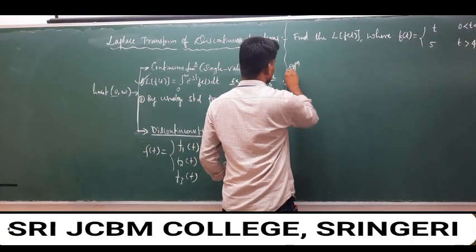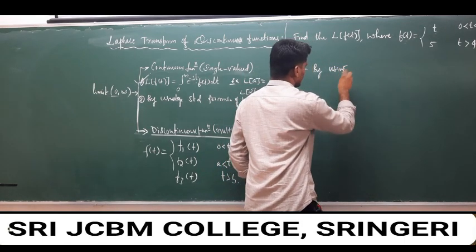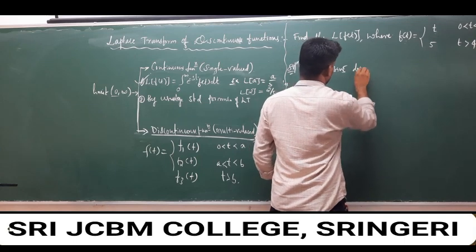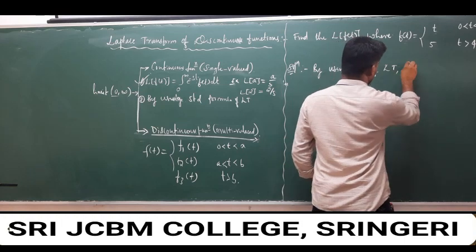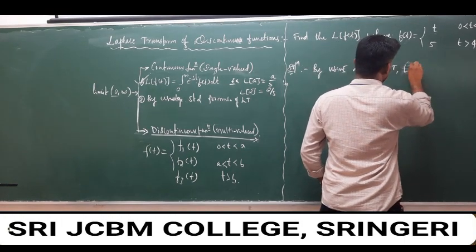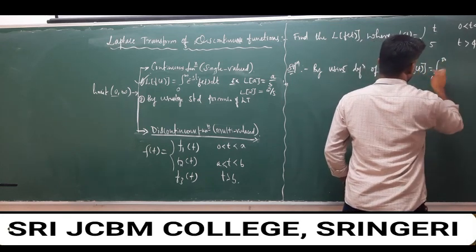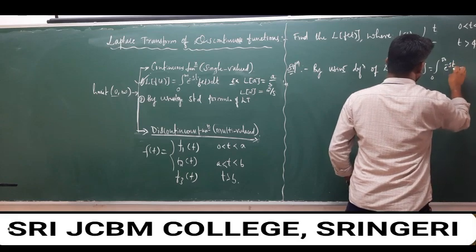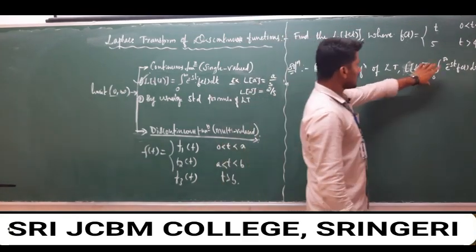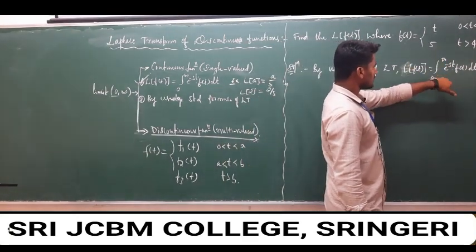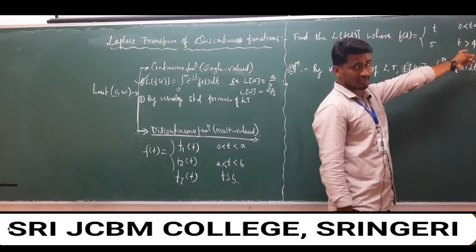Solution: by using the definition of Laplace transform, L of f(t) equals the integral from 0 to infinity of e to the power minus st times f(t) dt. This is the definition, and we just have to split up the limit values, because the limit values of this function change.